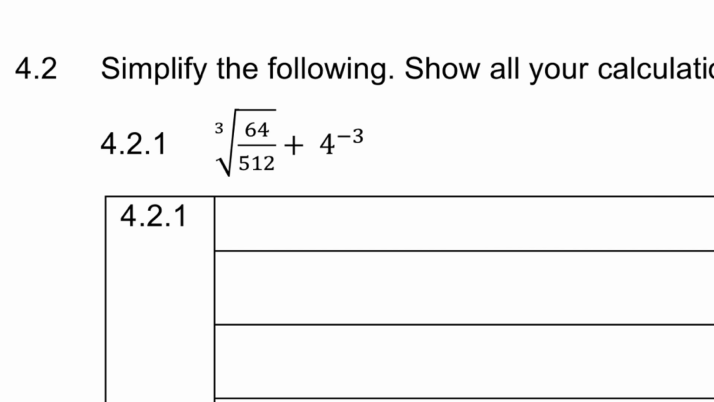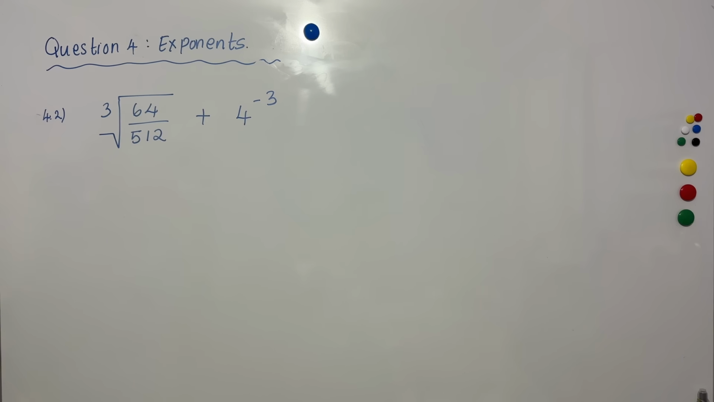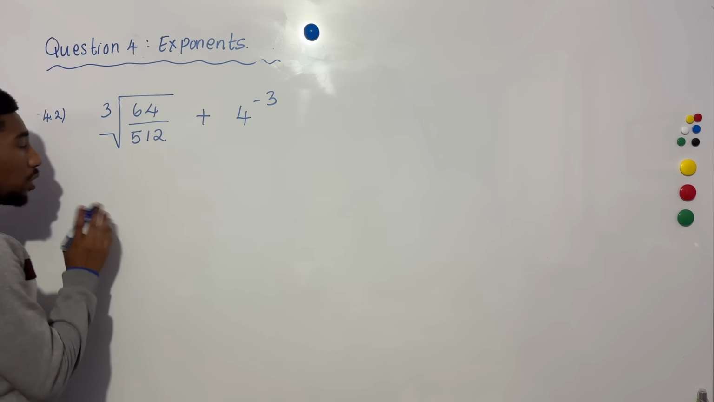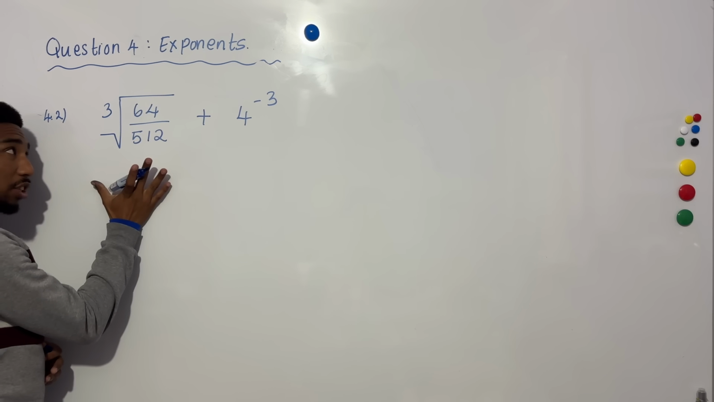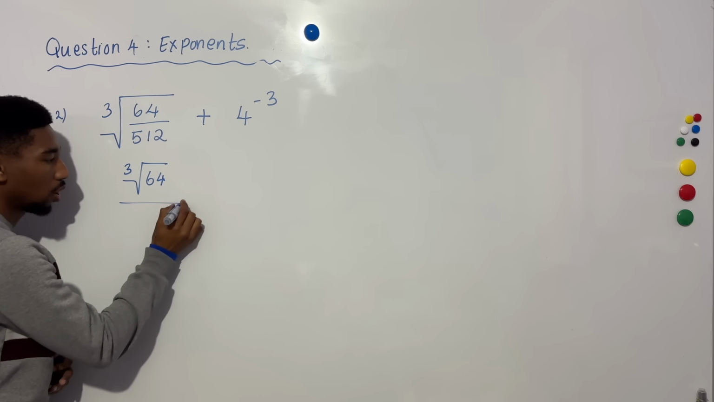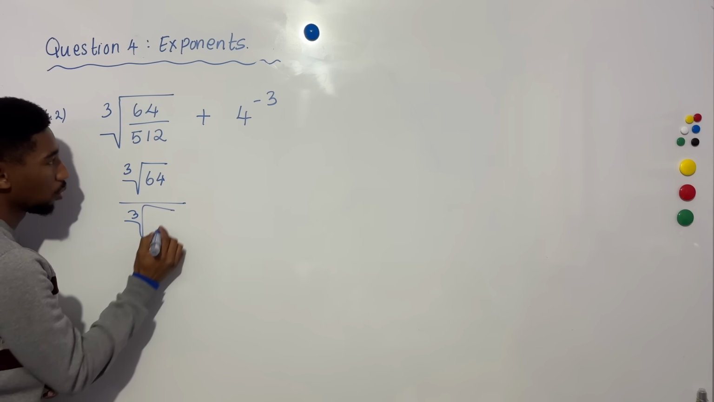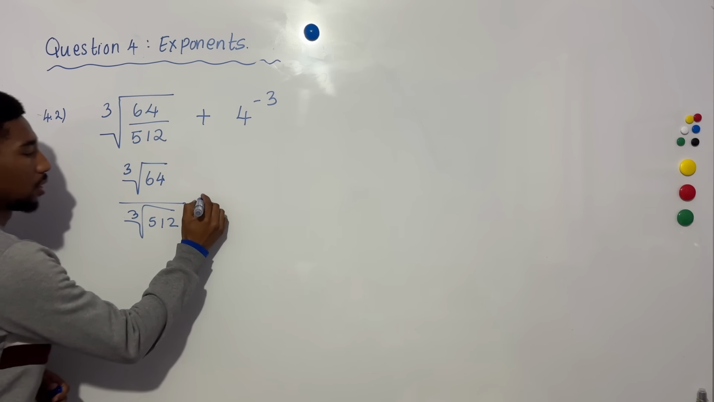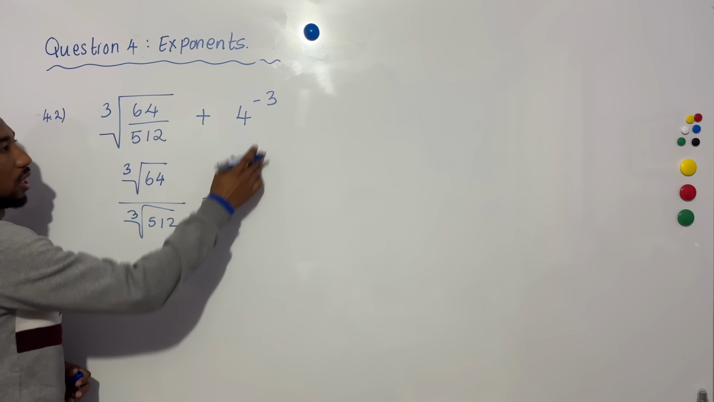Okay, simplify the following, show a calculation. And now we need to show everything. Now, the cube root of a fraction. When you have a cube root of a fraction, it's important to note that, from our understanding of cube roots, we can find the cube root of the top over the cube root of the denominator. Plus we'll carry on later.